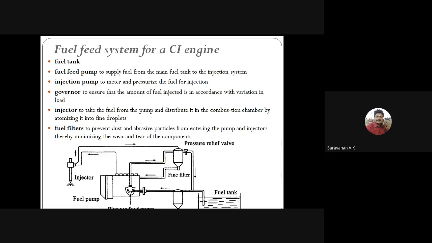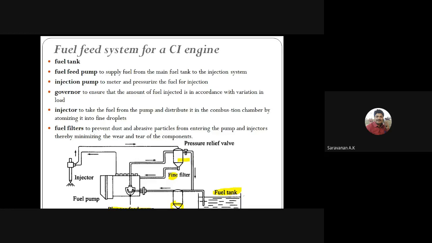So here the major parts will be the fuel tank, right? From the fuel tank, we have to supply the fuel to the plunger feed pump. Here the pressure will slightly increase, and it will be sent again to the filter, right? Here we are using two types of filter: one is the coarse filter and the other is the fine filter, right?